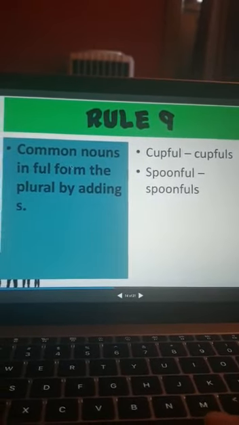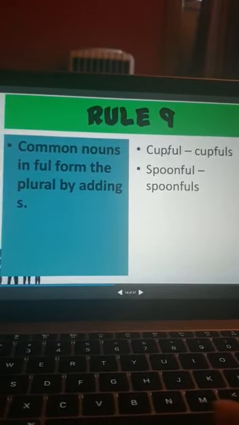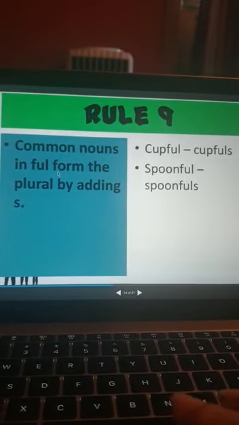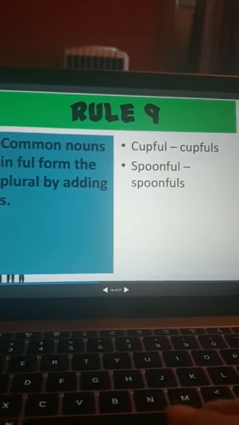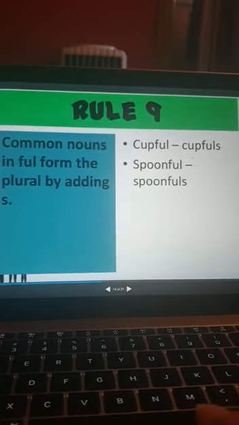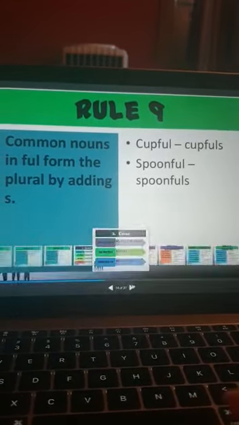Common nouns ending in full, see, cup, full, ending in full, form the plural by adding s. Cupful becomes cupfuls, spoonful, spoonfuls.